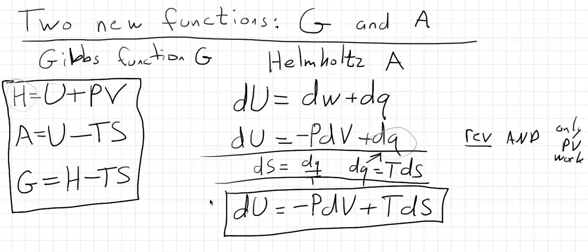So we say that the natural variables of U are going to be the variables that change U. That would be the volume and the entropy. So we say U is a function of volume and entropy.